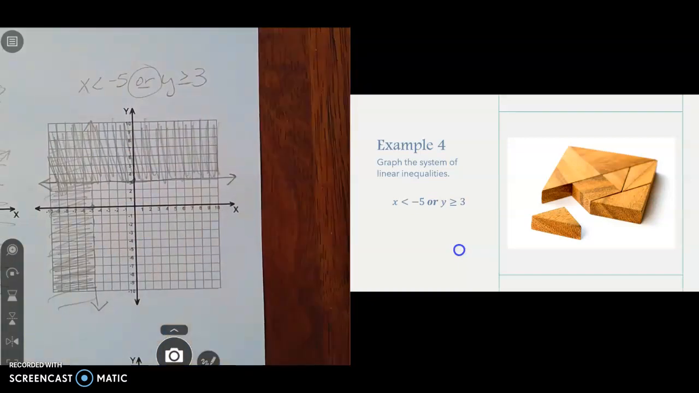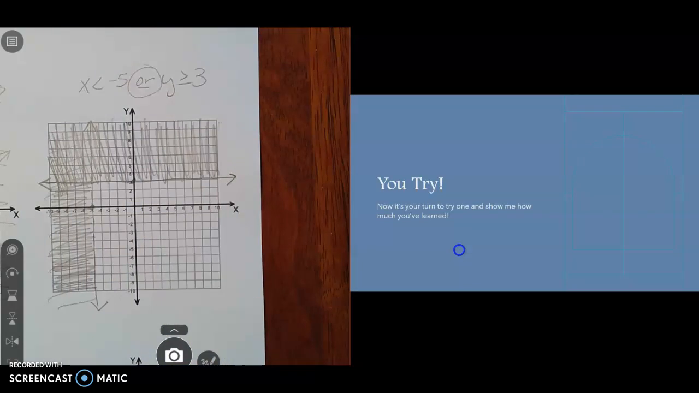So that's what it looks like for the "or" inequalities. Now it's your turn. You get to try one and show me how much you've learned.